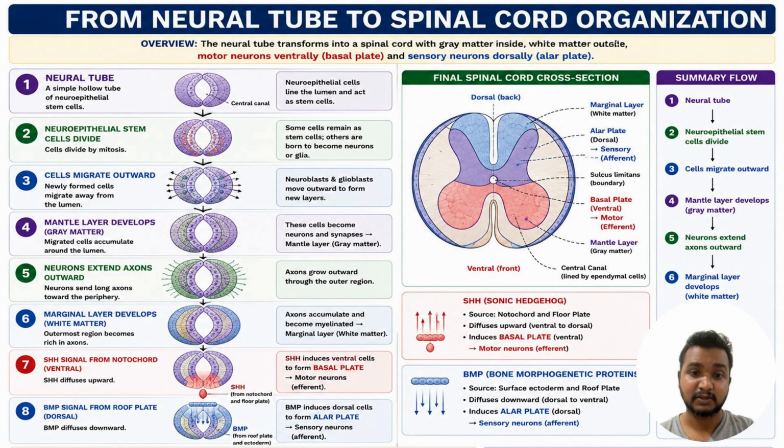Basal plate is motor. Alar plate is sensory. I repeat. Basal equals motor. Alar equals sensory. But what determines whether a region becomes motor or sensory? The answer lies in embryonic signaling molecules.